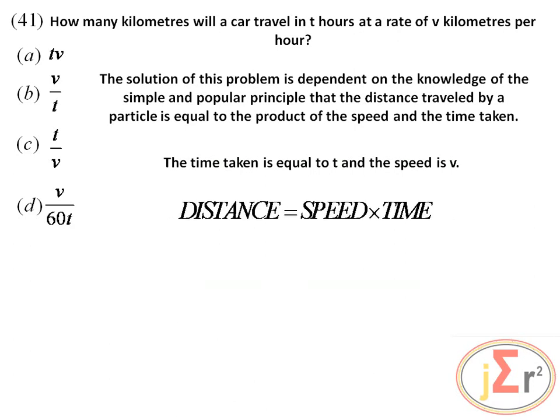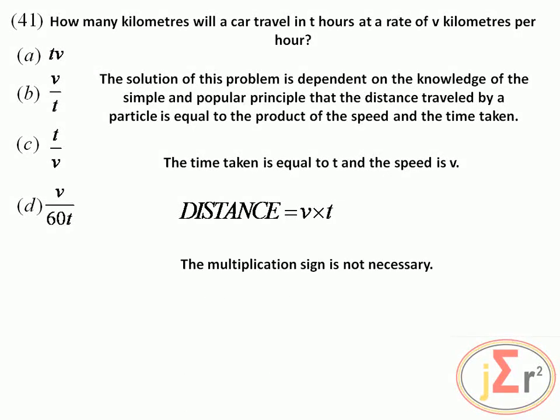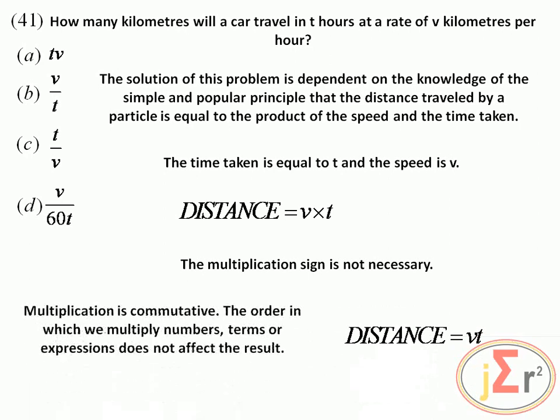Distance is equal to speed multiplied by time. Substitute those v and t. Distance is equal to v times t. The multiplication sign is not necessary. v multiplied by t is equal to vt, and that is option A.